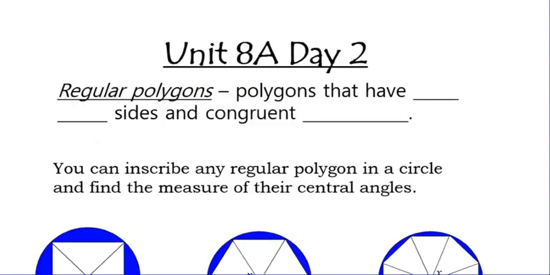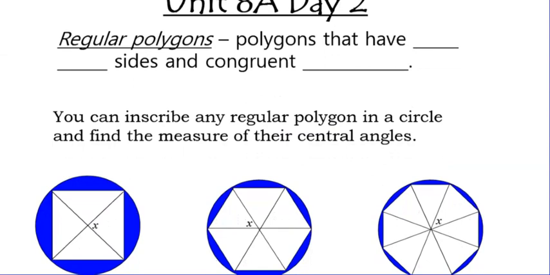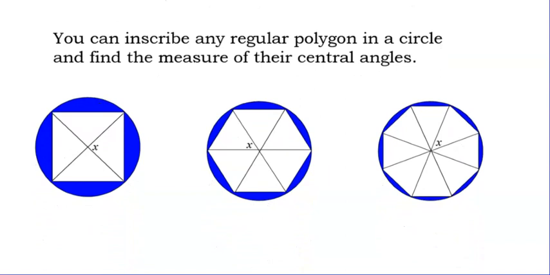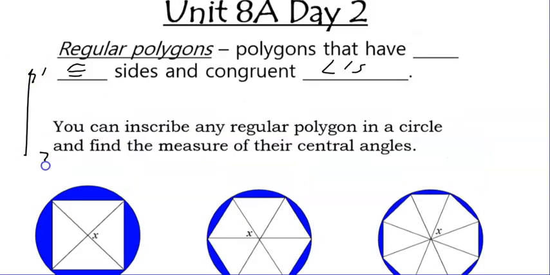All right. Unit 8, day 2. Regular polygons. So they have congruent sides and congruent angles. It says you can inscribe any regular polygon in a circle. That means draw it inside a circle and find the measure of their central angles. Okay? So in a circle, there's 360 degrees.